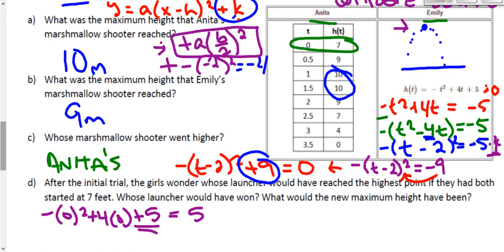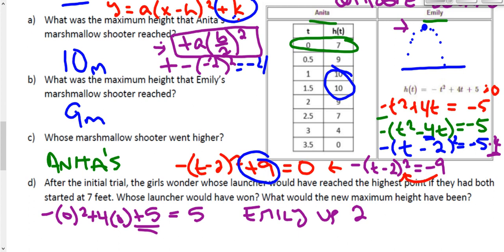So they're wondering what would have happened if they both started at 7 feet. So in order to get Emily to 7 feet, she would have had to start up 2. So Emily would have to go up 2. And that would just move all of her values up 2 spaces. That's it. So all of her answers would end up 2 higher.